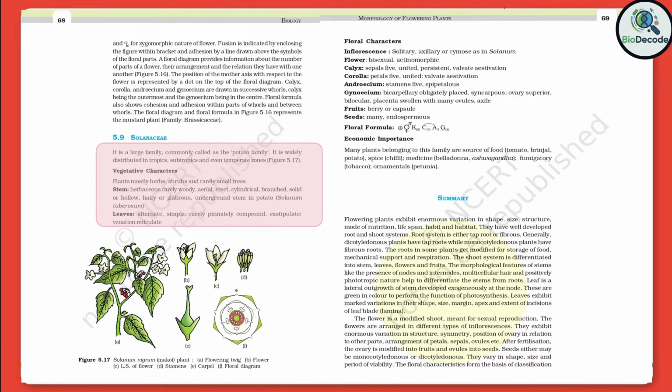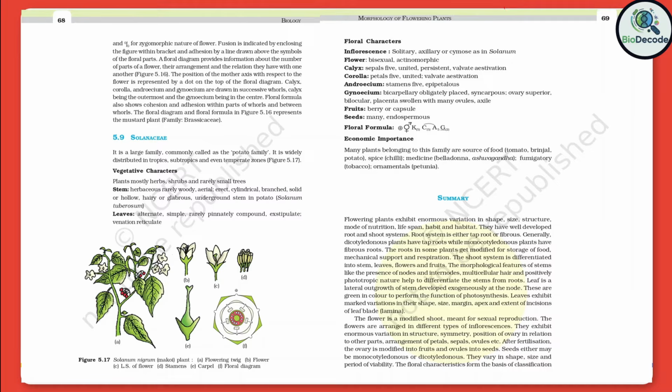Stem. Herbaceous, rarely woody, aerial, erect, cylindrical, branched, solid or hollow, hairy or glabrous. Underground stem in potato, Solanum tuberosum. Leaves. Alternate, simple, rarely pinnately compound, exstipulate, unicostate reticulate venation.